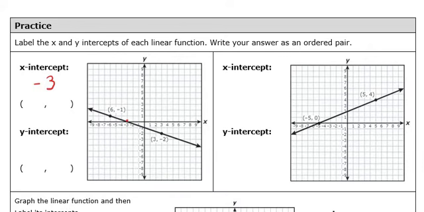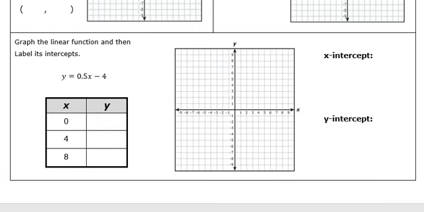And if you go down a little bit more, you're going to have to take this equation, make a table, graph the function, and then identify the x and y intercepts. If you have trouble graphing functions, you can go back to Concept 7's video and watch that.